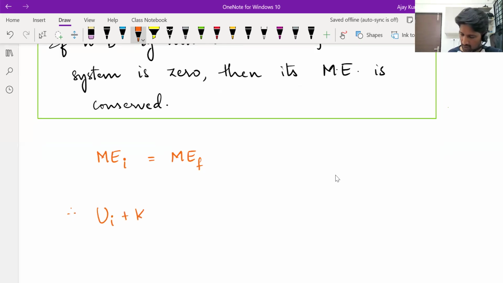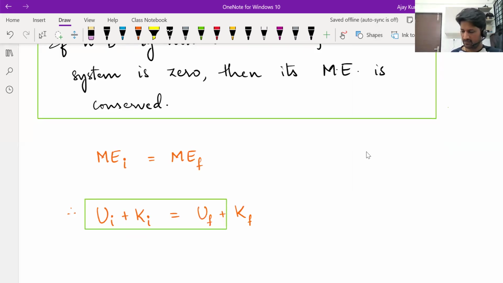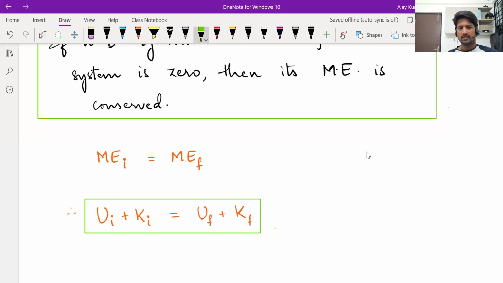Therefore, we apply it this way. Sum of initial potential and kinetic energies is equal to the sum of final potential and kinetic energies. That's all. Okay, next class we'll see how to apply this. And see, the classes following this one are very important. If you are very confident about mechanical energy conservation, then it's your choice, but otherwise attend the classes without fail.